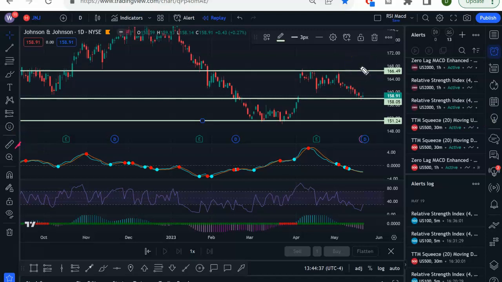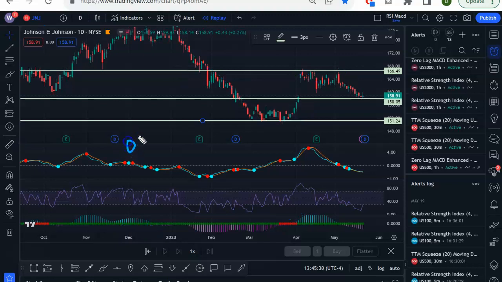We're looking at Johnson & Johnson, a daily time frame, and I've drawn support lines. Some people, when it bounces off the support, go long. When it bounces off a resistance, they go short. That's one strategy you can use. Another one is the TTM. When it goes below the zero line and then above the zero line, they take a long. And that would have worked there.